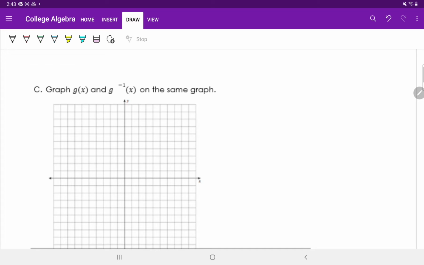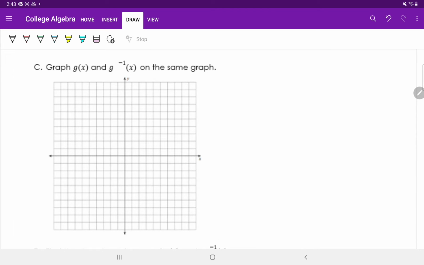You're going to graph g of x and g inverse of x on the same graph, so I do want to remind you that inverses are symmetrical. They are symmetrical to each other, but they are not symmetrical over the x-axis or the y-axis. They are symmetrical over this diagonal line with a slope of 1. So the two images you end up drawing should be symmetrical over this line.